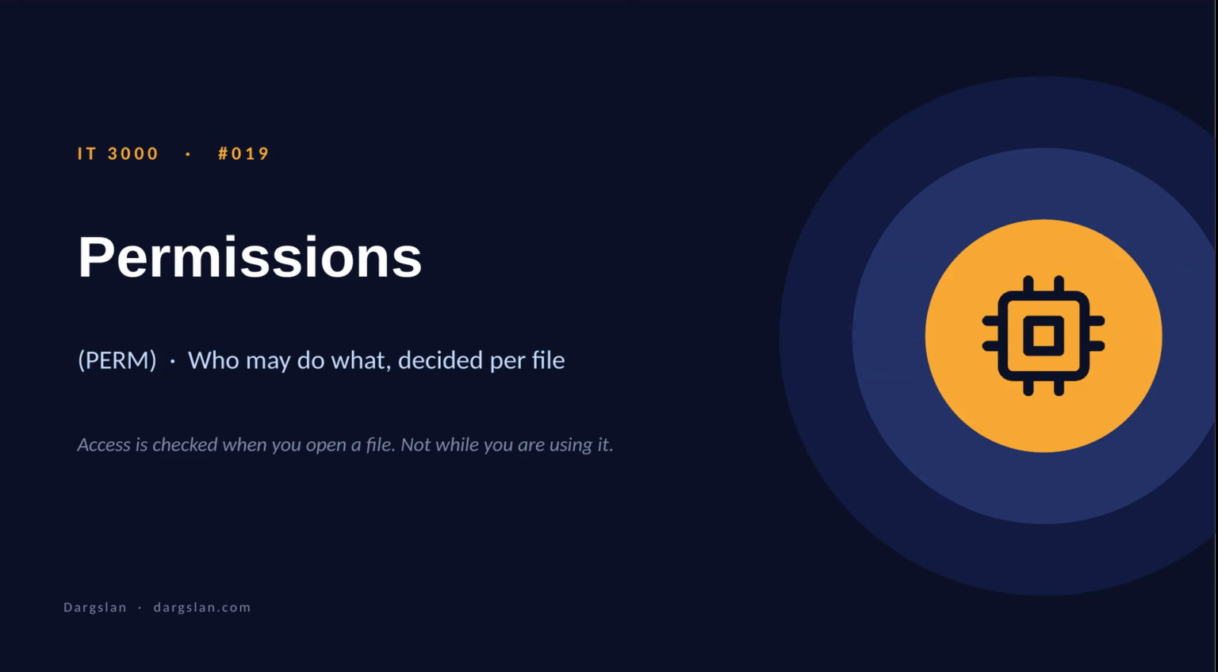Welcome to episode 19 of IT 3000, where today we're taking a careful look at file permissions. At its heart, this is a small, elegant model that answers a single question for every file on the system: who is allowed to do what? And here's the detail that shapes everything else. Access gets checked the moment you open the file, not continuously while you're using it. That one design choice quietly explains a lot of what follows.